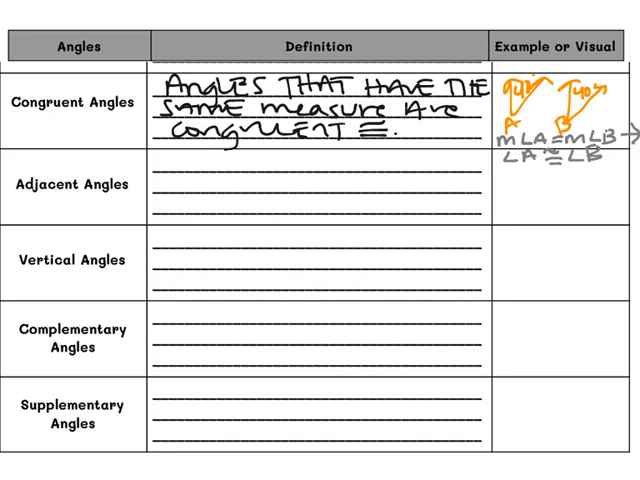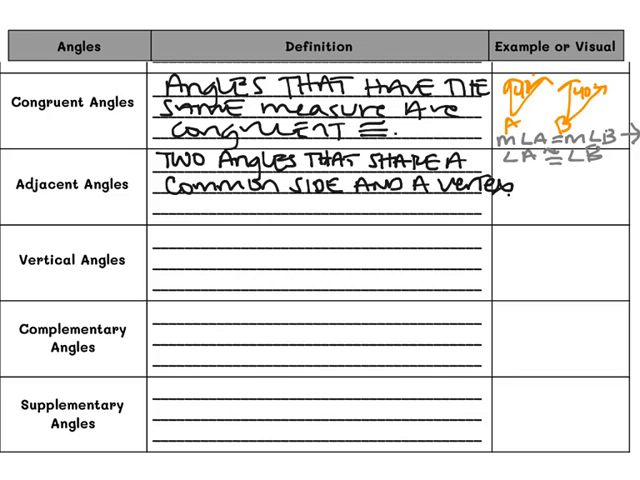Now we have adjacent angles, and adjacent angles are two angles that share a common side and a vertex. Another way I like saying it is that they're next to each other. It's a lot easier to remember this. Next to each other.